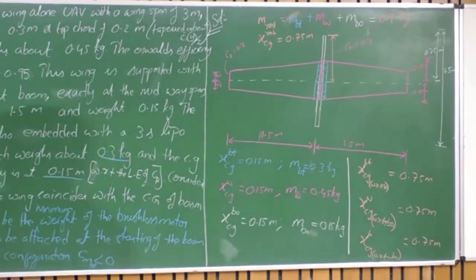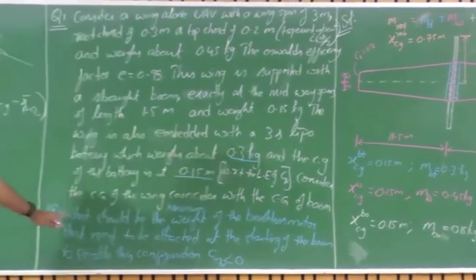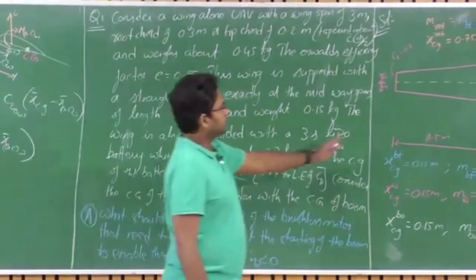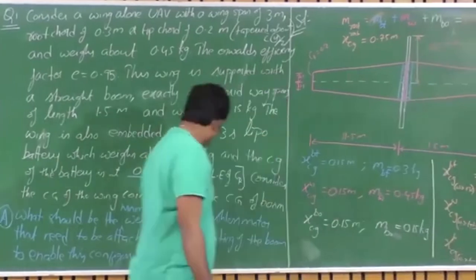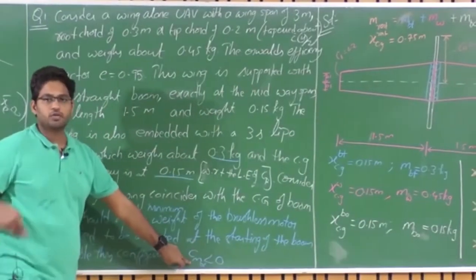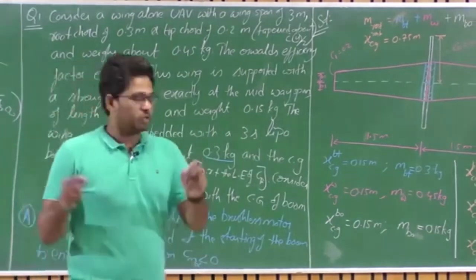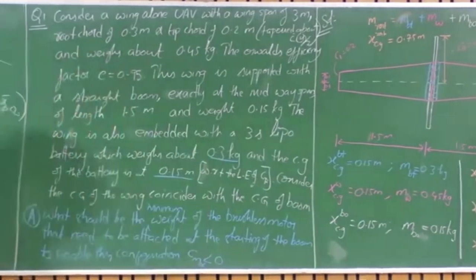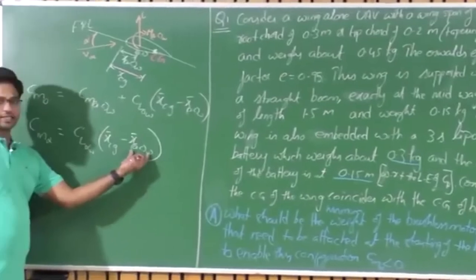Now what do we need to find? What should be the weight of the motor? First of all, if you have to talk about CM alpha, we need to know what the aerodynamic center is. So CM alpha, we can talk about only when we know what XCG and XAC are.